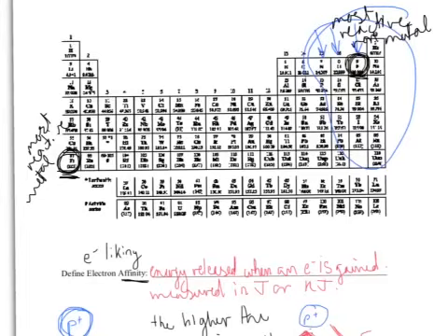So if you were not here for the demos, basically what I'd like to do is go through the reasoning. Remember, all these trends have to do with where the electrons are in the atom and the attraction between the electrons and the nucleus. So let's try to reason our way through the trends.